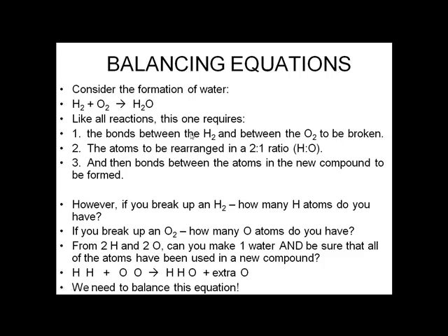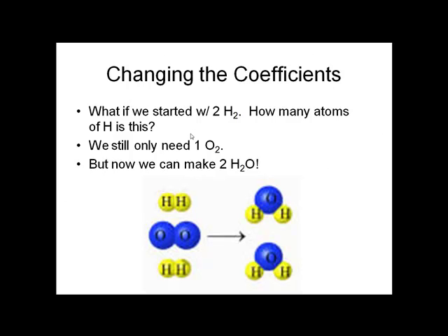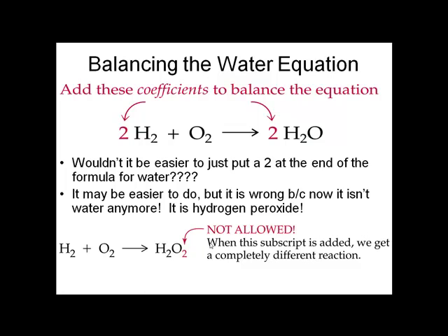We need to change the number of molecules that we have. So now, instead of starting with just one H2, we're going to start with two of them. Each H2 is going to take an oxygen, and they're going to form two water molecules. So now our balanced formula would be 2H2 plus O2 yields 2H2O.